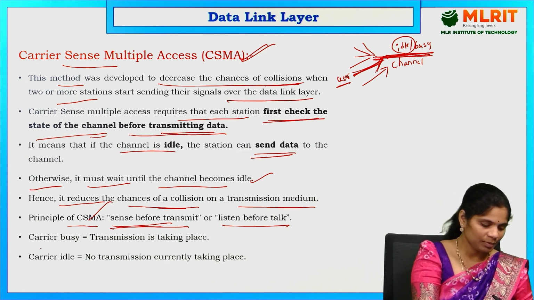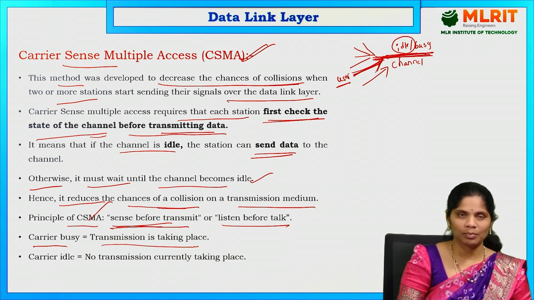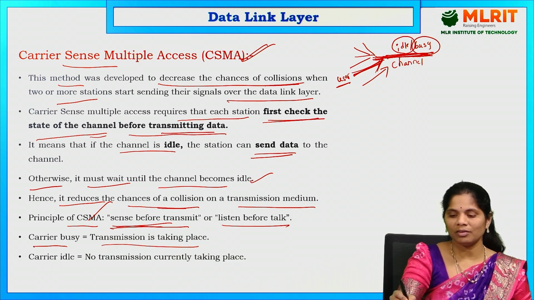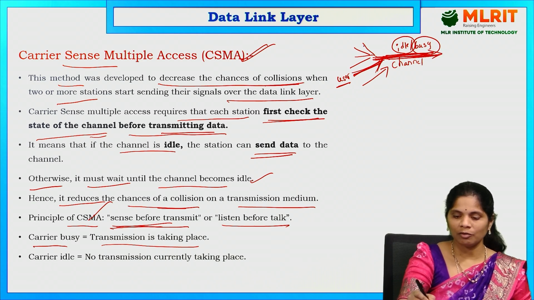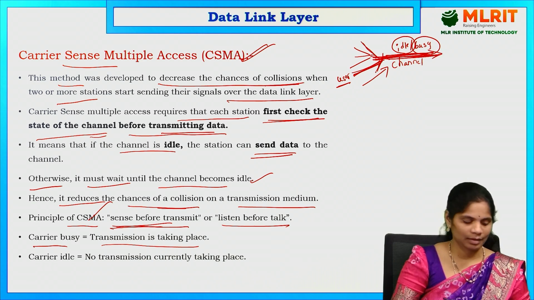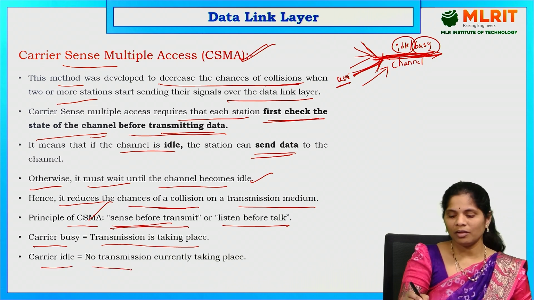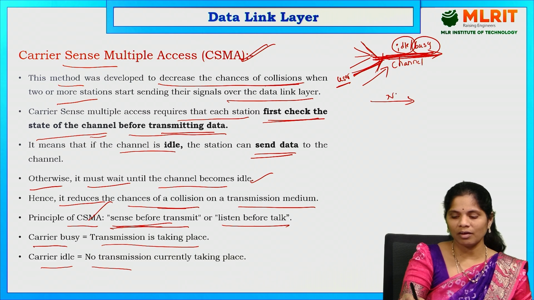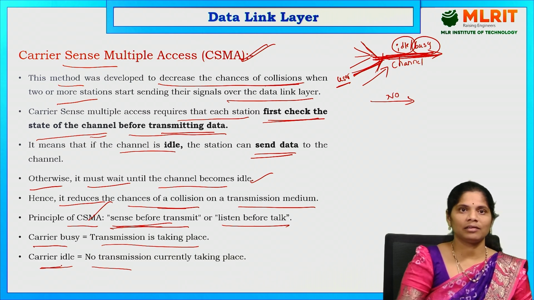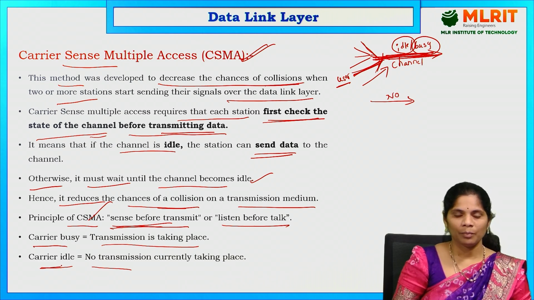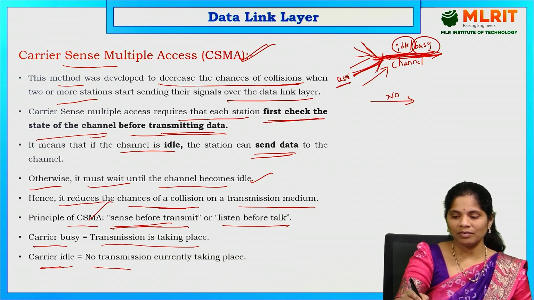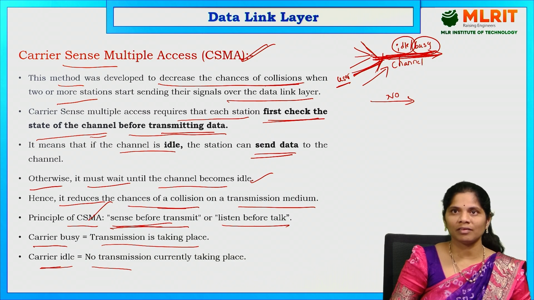Carrier busy is when a transmission is taking place. If it is busy, the transmission is going on, and this particular channel is being used by someone else. Carrier idle is when there is no transmission currently taking place in this particular channel. That is the carrier idle state. This is about CSMA: whenever data is transmitted, first the station has to sense the channel, whether it is busy or idle.